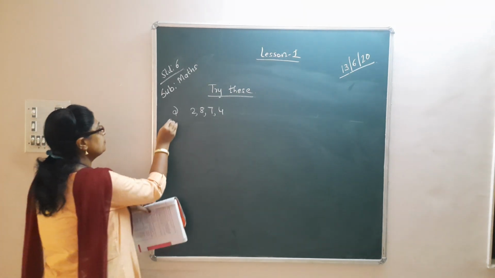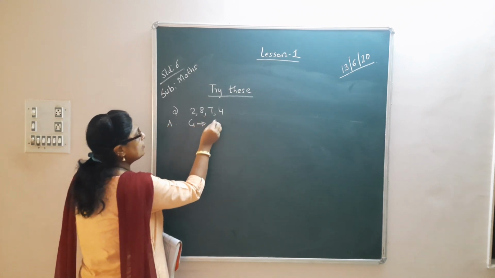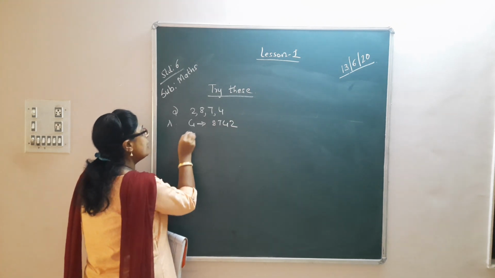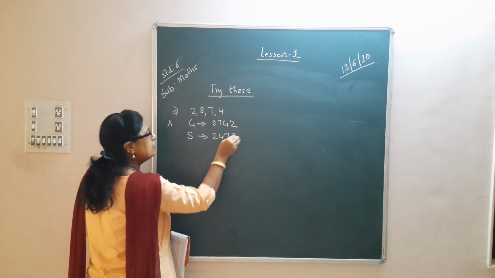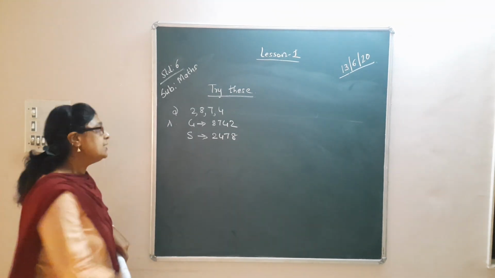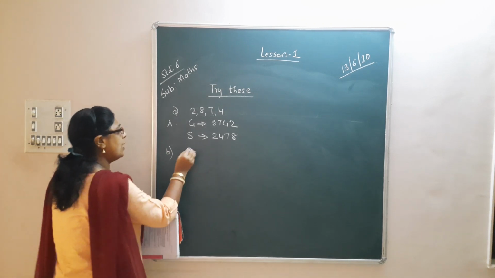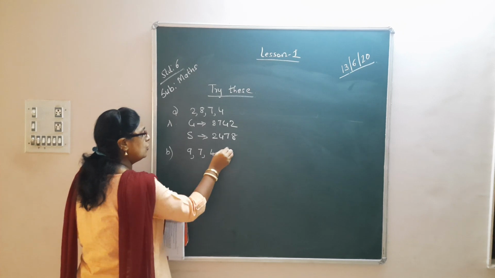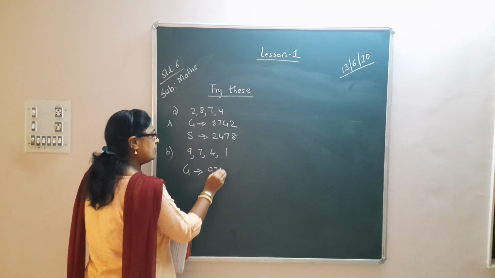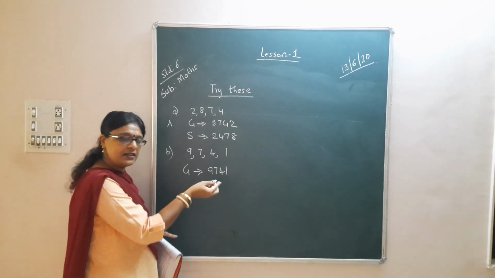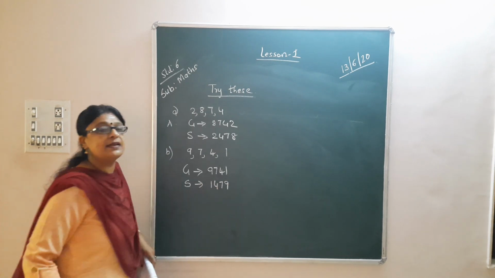Okay. So, what will be the greatest number? 8, 7, 4, 2. And which will be the smallest number? The reverse of this. 2, 4, 7, 8. Understood? Similarly, let us see the next one. 9, 7, 4, 1. So, which will be the greatest number? 9, 7, 4, 1. It is already arranged in descending order. And the smallest number? 1, 4, 7, 9.